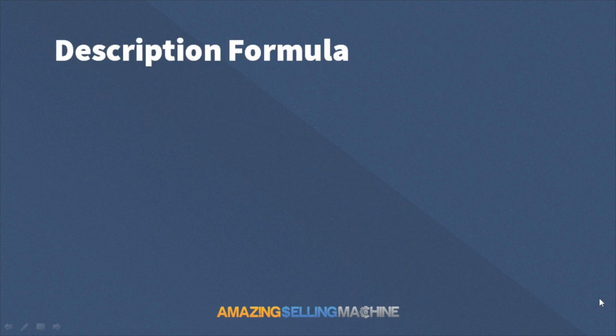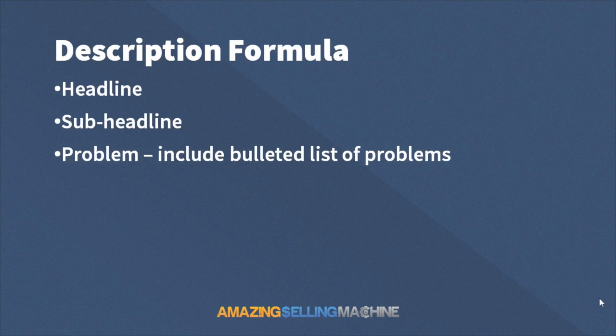All right, so let's go through the description formula. First thing we're going to do, as we talked about just a minute ago, is put the headline into the top of our description. Then we're going to include a subheadline, and I'm going to go over what you can put into those sublines in just a minute. And then we're going to include the problem. We're going to have a bulleted list of the problems that our product is actually solving, and we're going to put that right after our subheadline.